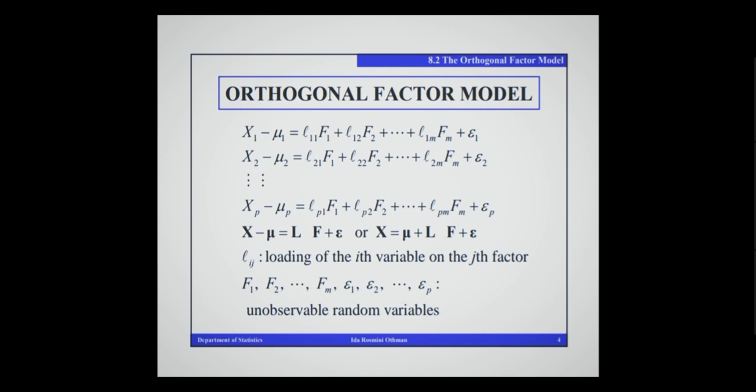Okay, so the model is, okay, this one, the bold one, x minus mu, the variable minus mean vector, equal to L. Matrix of L adalah loading of the ith variable on the jth factor. We have ith variable and we have j factor. So L adalah loading. Okay, loading ni kita boleh kira. Nantilah kat sini tak ada lagi formula nak kira loading. Ada dalam method estimation nanti.